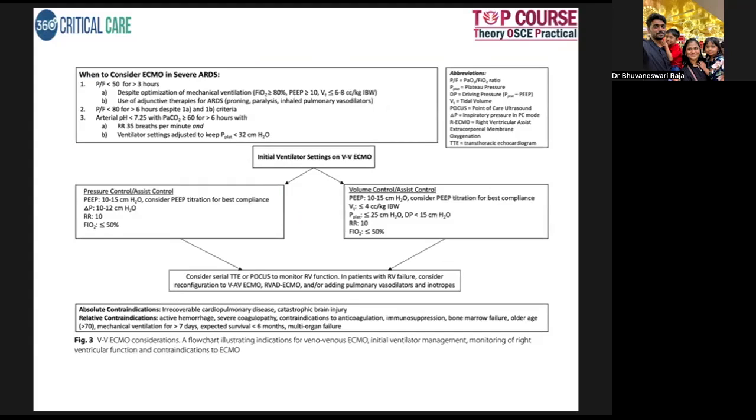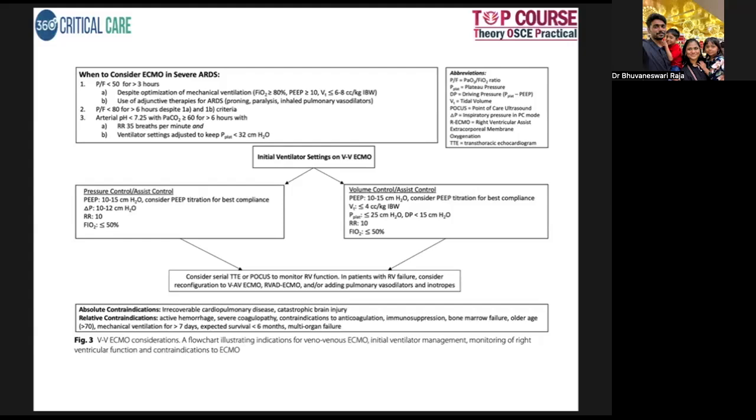So when to consider ECMO in a severe ARDS patient? When the PF ratio is less than 50 for more than 3 hours, or the PF ratio is less than 80 for more than 6 hours, or arterial pH is less than 7.25 with hypercapnia and tachypnea, and ventilator settings adjusted to maintain a plateau pressure of less than 32 centimeters of water.